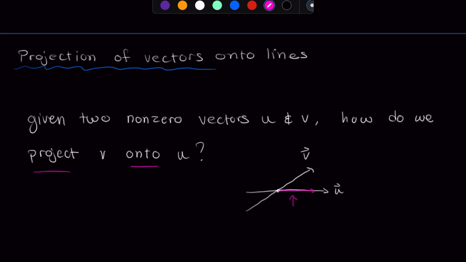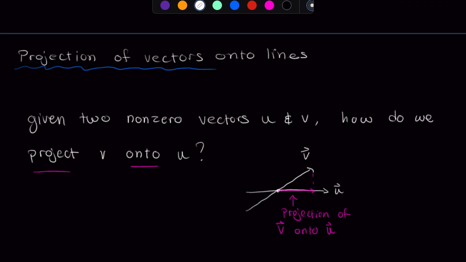This here is the projection, or the shadow, of v onto u. So you can think of it as a shadow. So how do we write that in linear algebra terms?